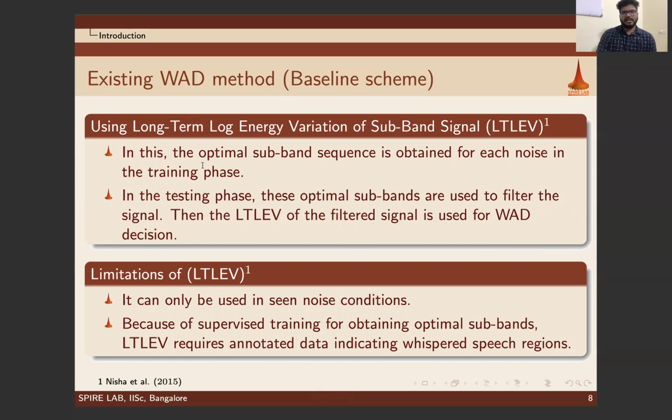One is that it can only be used in seen noise conditions. Another limitation is that, because of the supervised training of the optimal subbands, LT-LEV requires annotated data indicating the whispered speech region. This will be a problem when we have a larger whispered speech corpus for training, since we need the entire training data to be annotated with the speech region.